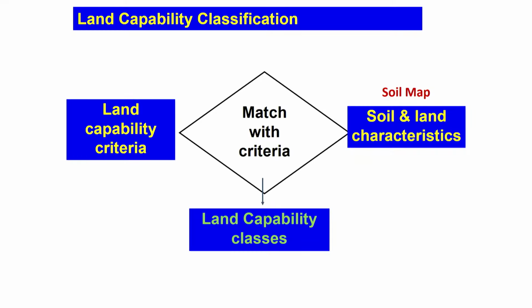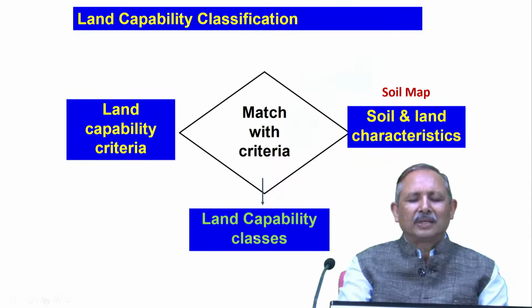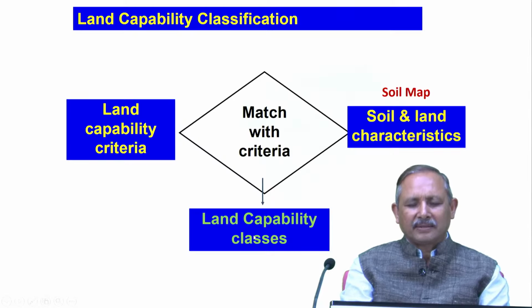So how can we find out the land capability? We have the land capability criteria in the literature, and you have the soil and land characteristics from the soil map, and then we match them together by comparison, and we can find out the land capability classes.